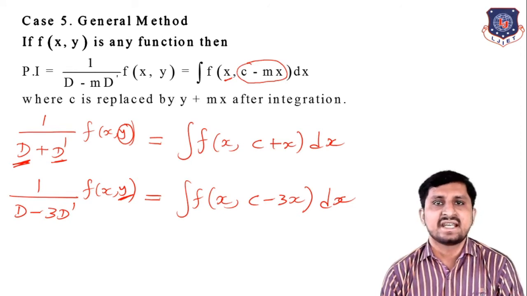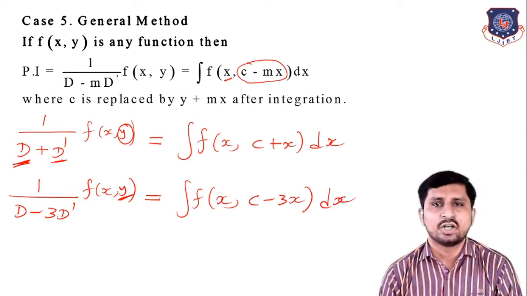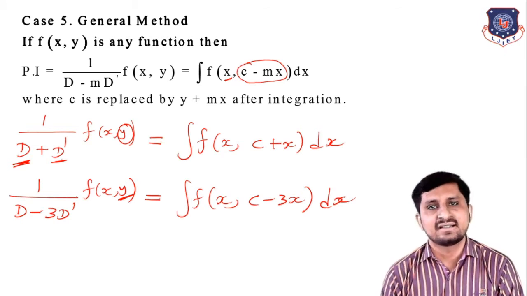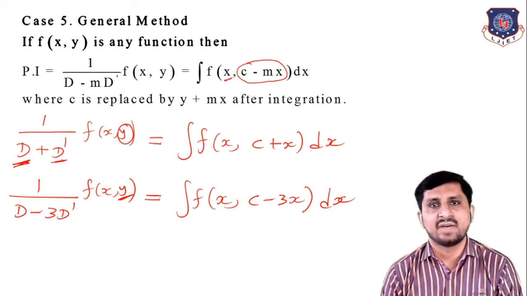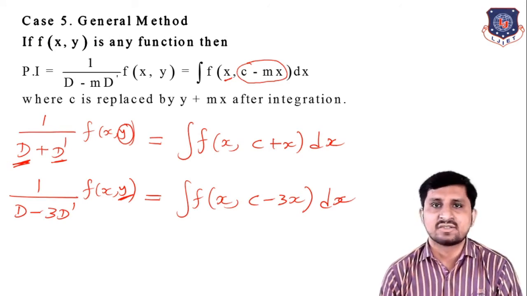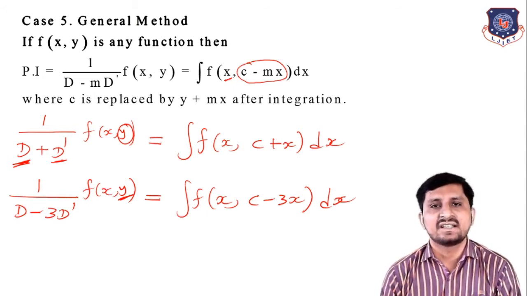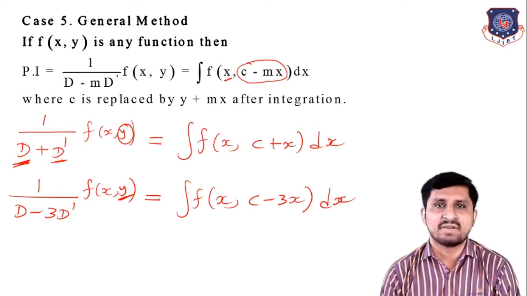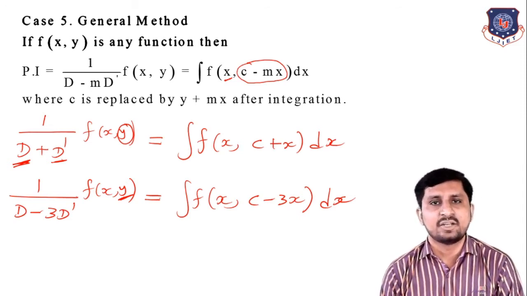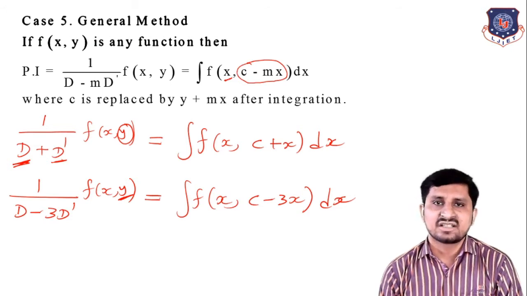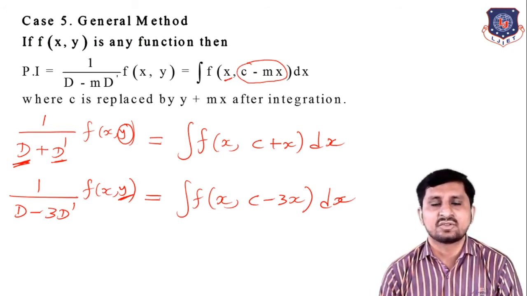I will use this case 5 in some examples, because up to case 4 we have already discussed. Let's take a quick revision. Case 1 is e raised to ax plus by. To use case 1, your function must be in the form of e raised to ax plus by. For case 2, your function is sin ax plus by or cos ax plus by. For case 3, your function must be a polynomial in the form of x raised to m into y raised to n. For case 4, your function must be in the form of ax plus by, that means f of x, y is equal to g of ax plus by.